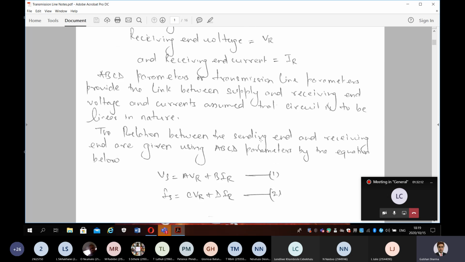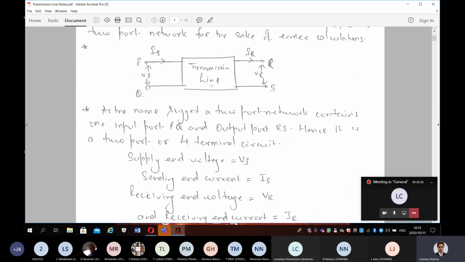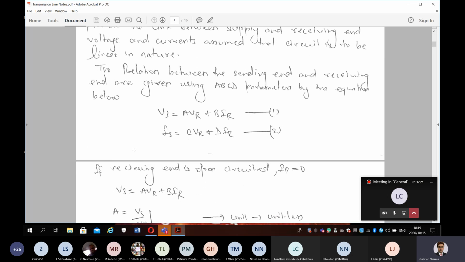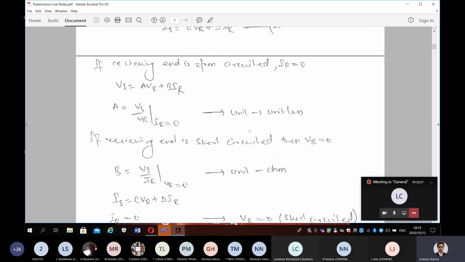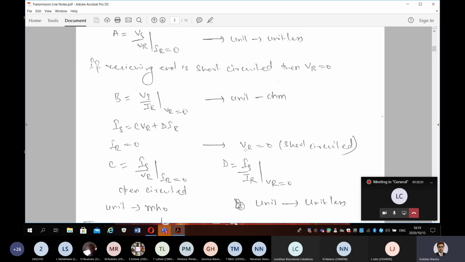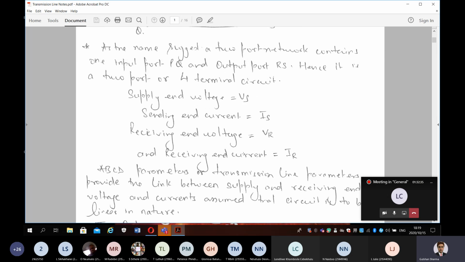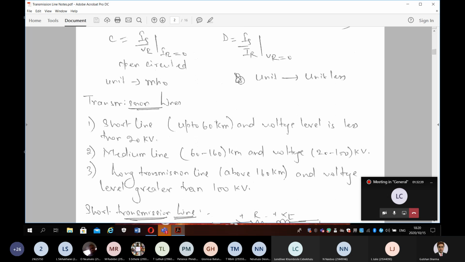Okay, so if for any numerical you have to find the A, B, C, D parameters of any transmission line, then you can find them by considering the condition given to you, whether it's open circuited or short circuited. You can calculate A, B, C, and D. So with this, your ABCD parameters are done. Now we move to the next topic.